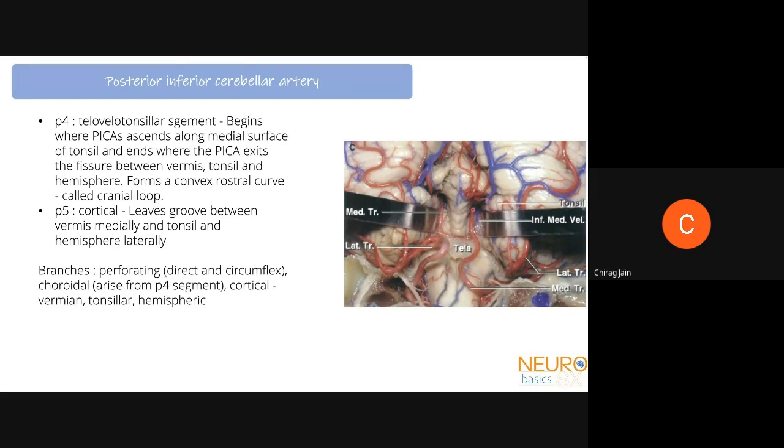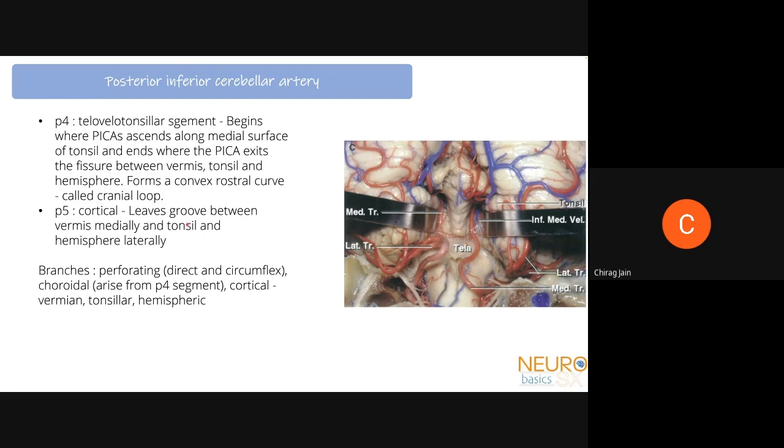That's the telovelotonsillar segment. It's a very tortuous segment, and it forms a convex rostral curve, which is called the cranial loop. The fifth segment is the cortical segment, which exits this fissure and supplies the cortex, that is predominantly the suboccipital surface of the cerebellum.